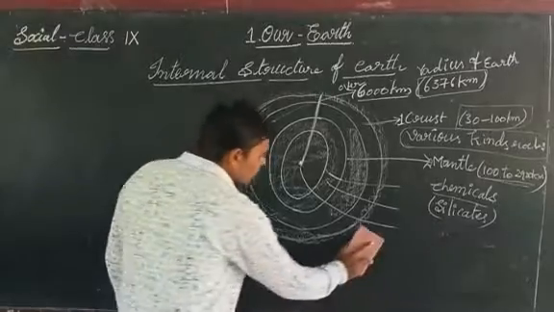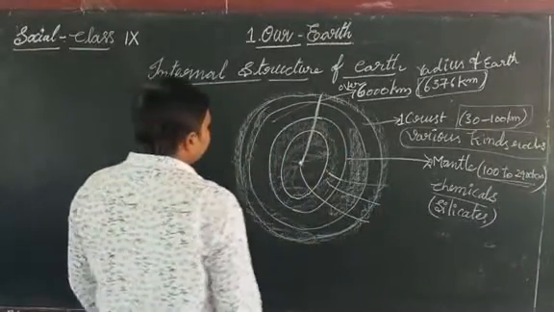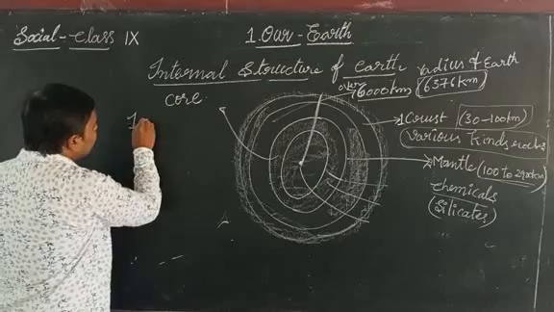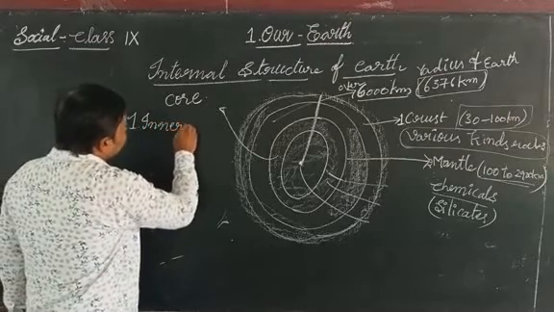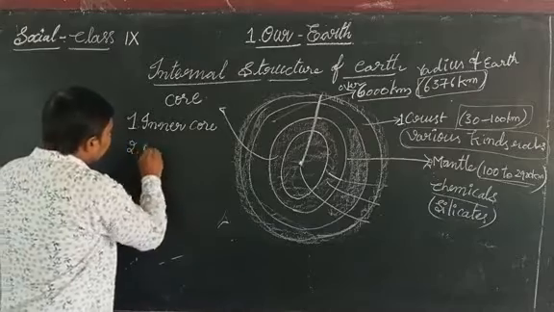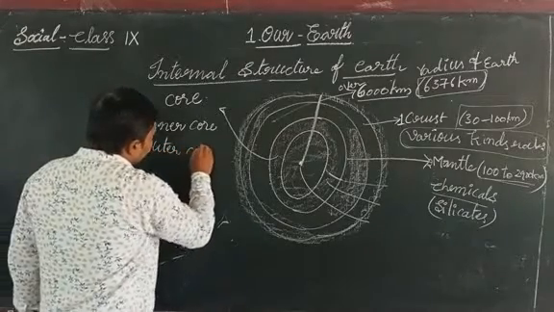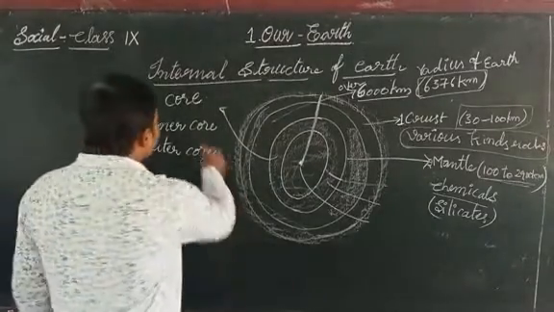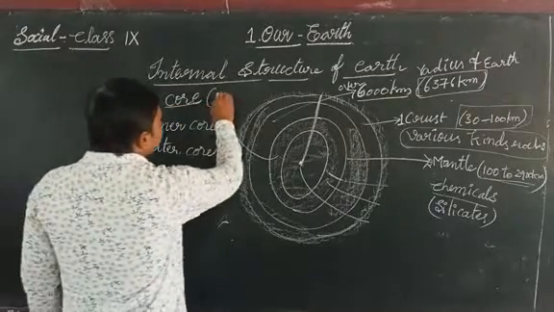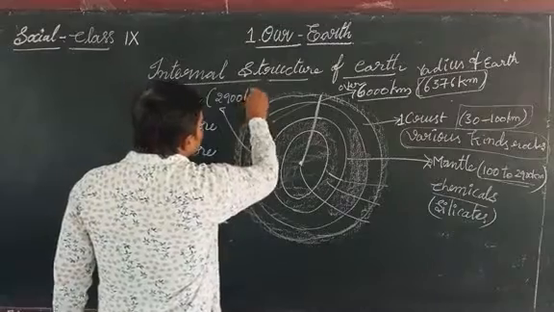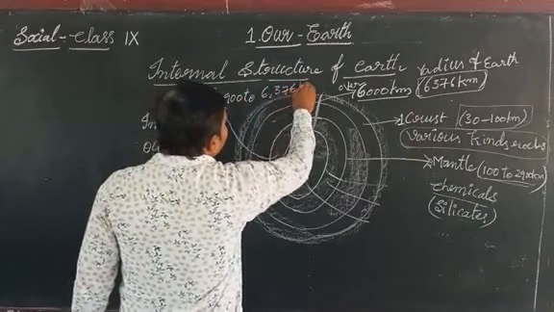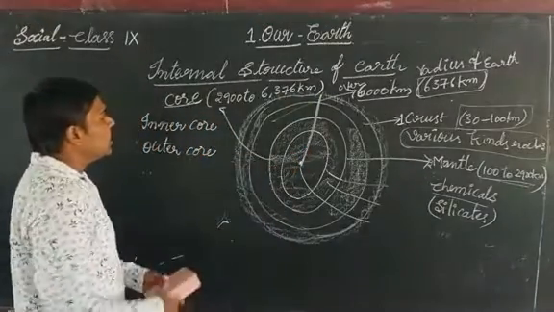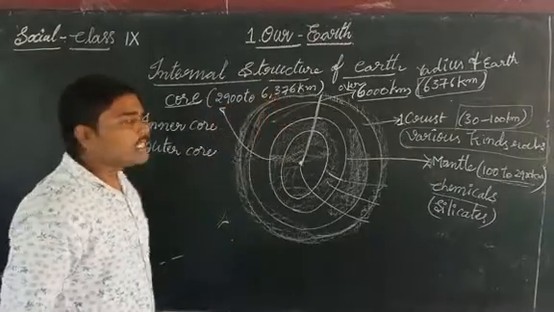Now coming to the third layer of the Earth. The third layer is divided into two parts. The first one is the outer core, and the second one is the inner core. These are the sub parts we can see in the core. This core part extends from 2,900 kilometers to 6,376 kilometers. This entire core region extends between 2,900 kilometers and 6,376 kilometers.